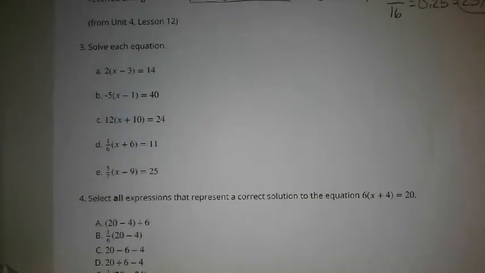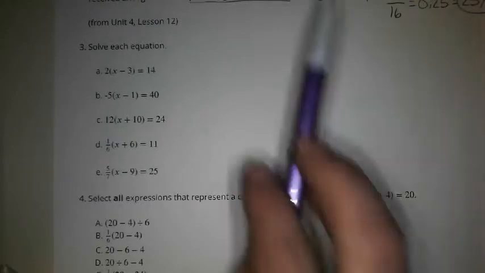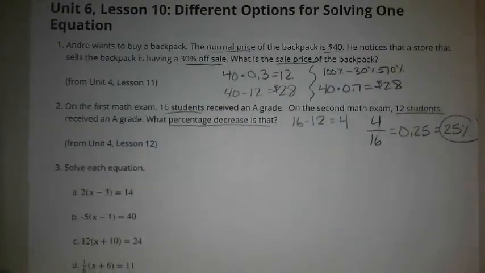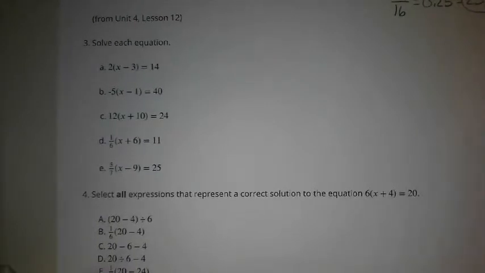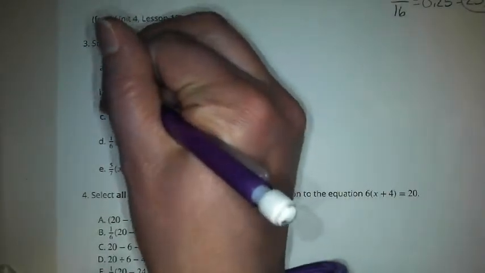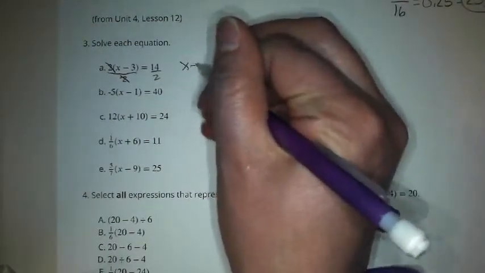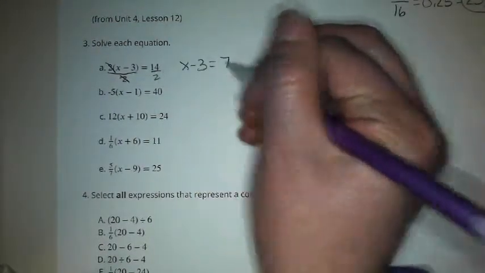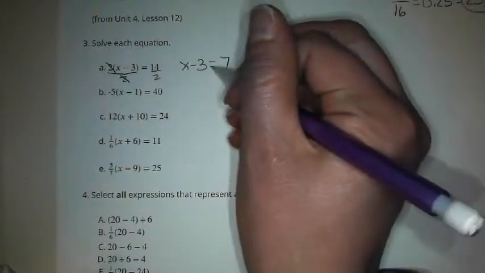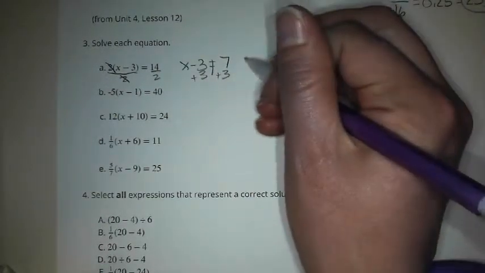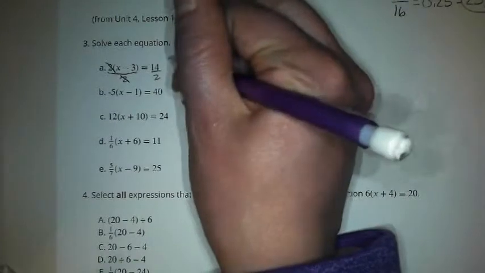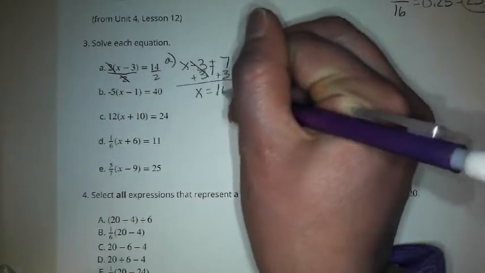Okay, number 3, solve each equation. So here you had the option to choose which way you wanted to solve, whether you're using the distributive property or you were using the new division. So what I'm going to do is I'm going to use the division way here. So I'm going to divide both sides by 2, which cancels those out. So I have x minus 3 equals 14 divided by 2 is 7. And what I would do is add 3 to each side. Those would cancel, and x would equal 7 plus 3 is 10 for A.